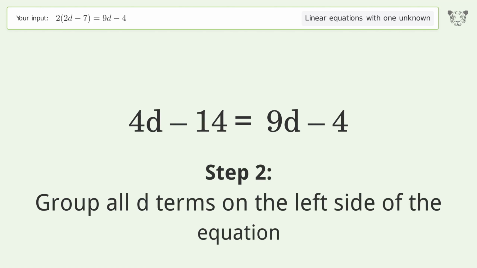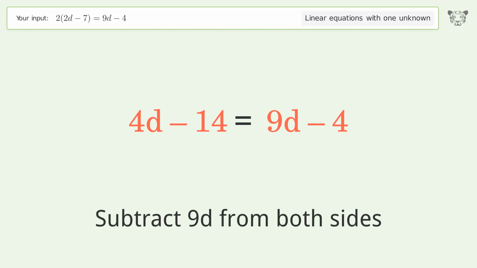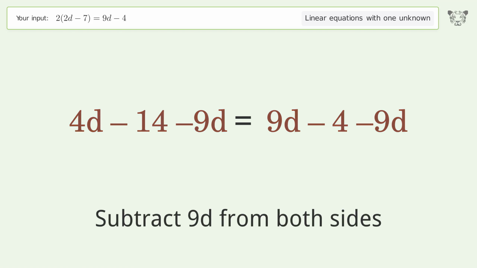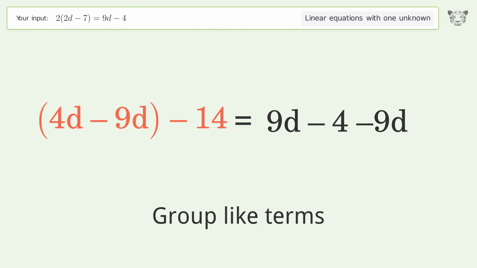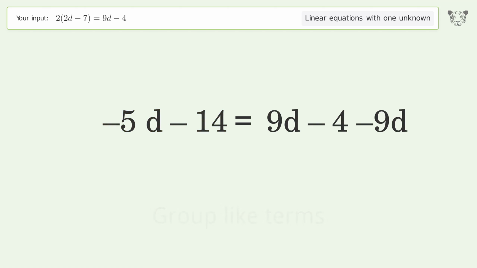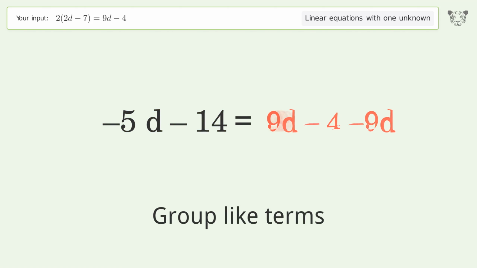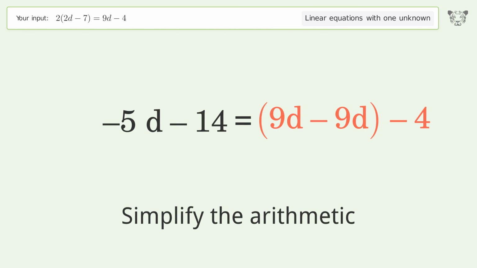Group all d terms on the left side of the equation. Subtract 9d from both sides. Group like terms. Simplify the arithmetic. Group like terms. Simplify the arithmetic.